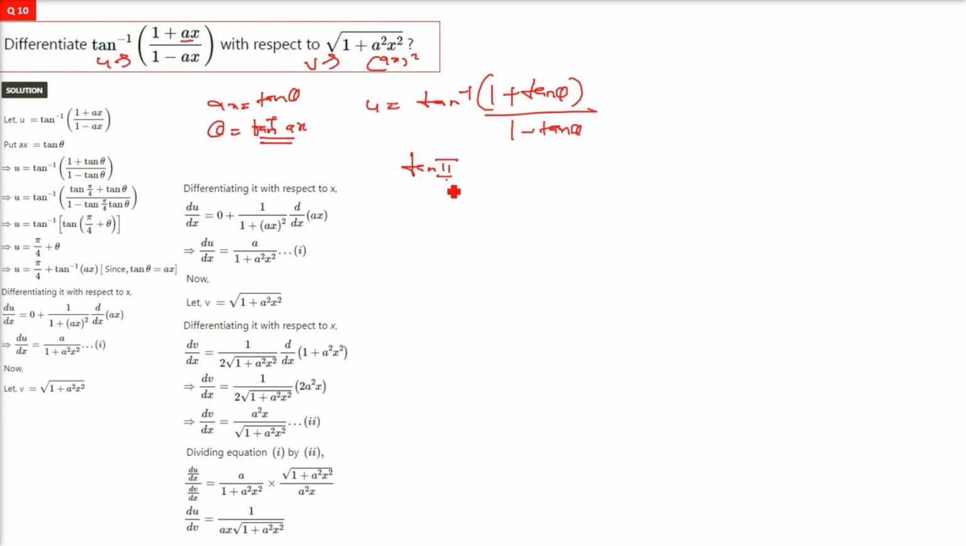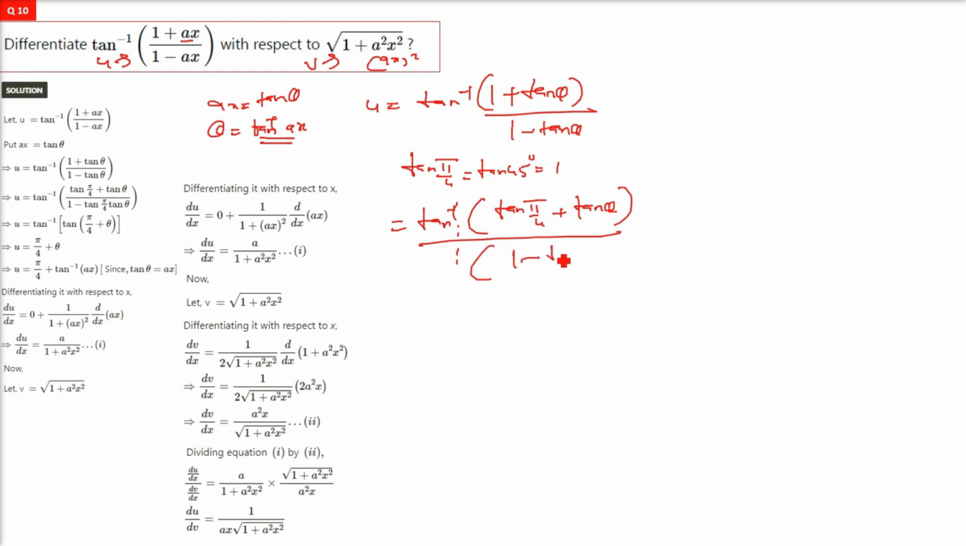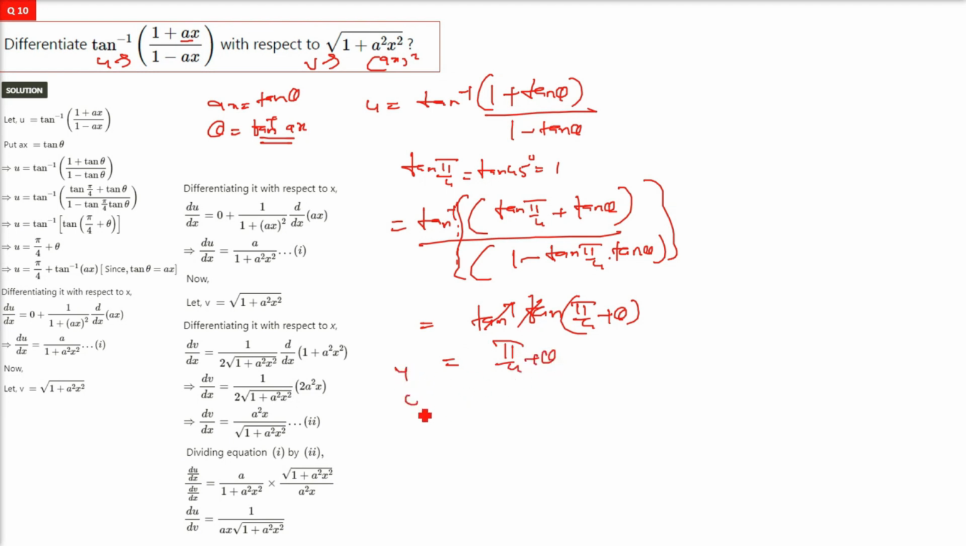We know that tan pi by 4 is equal to 1, and tan 45 degree is equal to 1. So in place of 1 we can replace it by tan pi by 4. So here you have tan pi by 4 plus tan theta divided by 1 minus something into tan theta. What is that something? 1. So we can replace this again by tan pi by 4: 1 minus tan pi by 4 into tan theta. This is the formula of tan a plus b, so it is tan of pi by 4 plus theta. And you have tan inverse here, so you can cancel tan inverse. You'll get pi by 4 plus theta. So u is equal to pi by 4 plus theta.